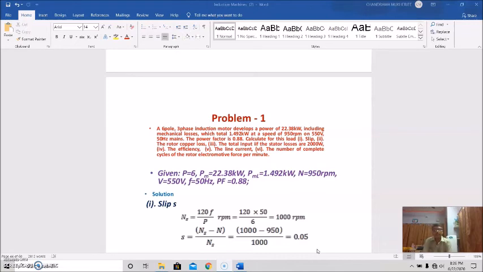So let us find what data is given. 6 poles, developed mechanical power 22.8 kilowatt, mechanical power loss 1.492 kilowatt, rotor speed 950 rpm, line voltage 550 volt, supply frequency 50 hertz, and power factor 0.88. As you know, the synchronous speed equals 120 f by P. If you put in these values, you will get the synchronous speed equal to 1000 rpm. The slip equals Ns minus N by Ns, so you will get 5%.